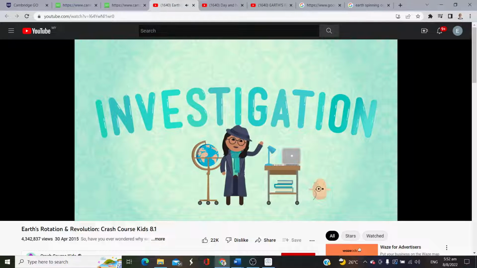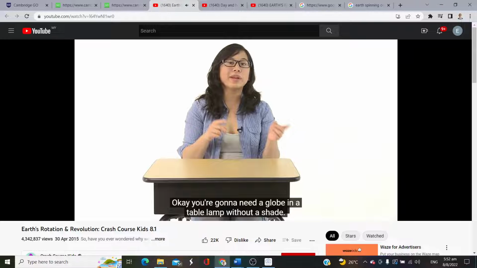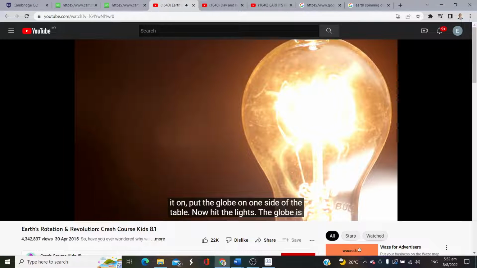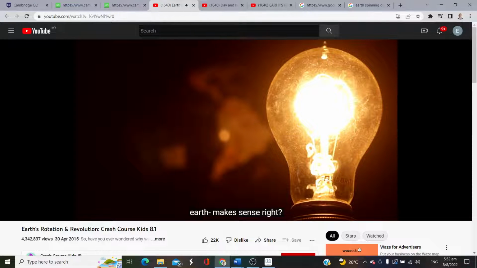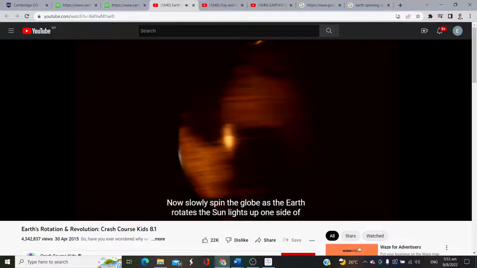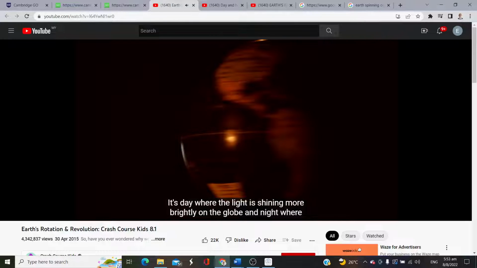Okay, you're gonna need a globe and a table lamp without a shade, plus a table to put them both on. Put the lamp in the center of the table and turn it on. Put the globe on one side of the table. Now hit the lights. The globe is Earth. Makes sense, right? The lamp at the center of the table is the sun at the center of the solar system. Now slowly spin the globe. As the Earth rotates, the sun lights up one side of the planet better than the other. It's day where the light is shining more brightly on the globe and night where it's not.